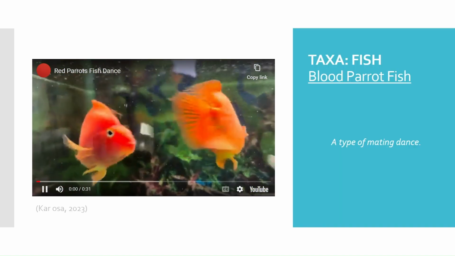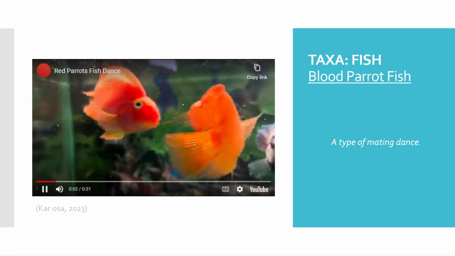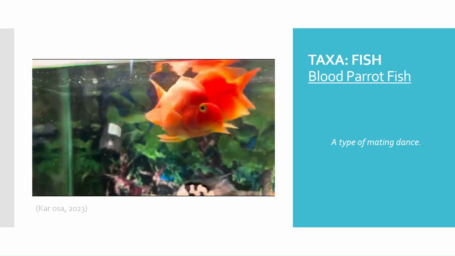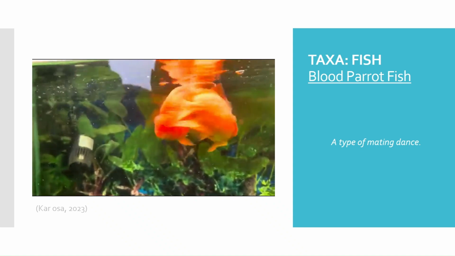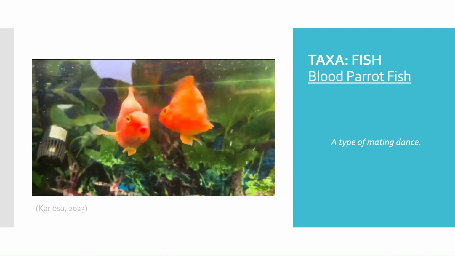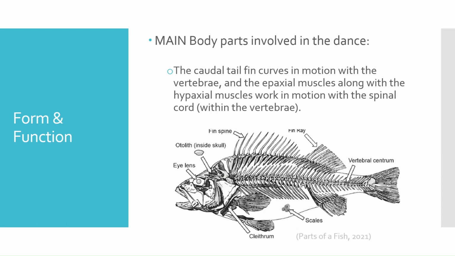The blood parrotfish belongs to the fish taxa, and here it displays a dance that functions for mating. Try the dance out with a partner to get an idea of what body parts are involved. The main body parts involved in this dance are the caudal fin, vertebrae, spinal cord, and the hypaxial and epaxial muscles. Every part works together to form a spinning loop or curve movement to attract or dance with the potential mate.